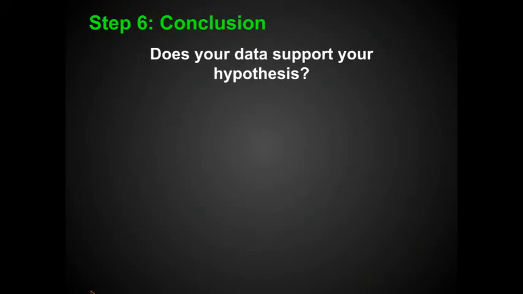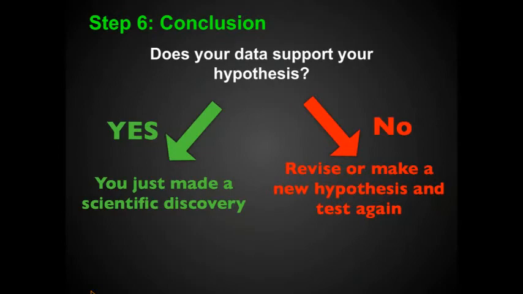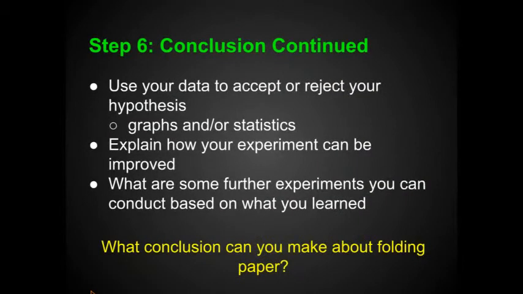Now, in the sixth step, that's when we write our conclusion. This is where we're going to readdress our question and our hypothesis. So in your conclusion, you need to write about, does your data support your hypothesis? If it does, you just made a scientific discovery. If it doesn't, you need to revise, make a new hypothesis, and test again. So just to reiterate this, your data either accepts or rejects your hypothesis. And you need to use your graph and/or statistics to be able to explain this and back that up. Again, if you're not backing up your conclusion with statistics or graph or data, that conclusion has no meaning.